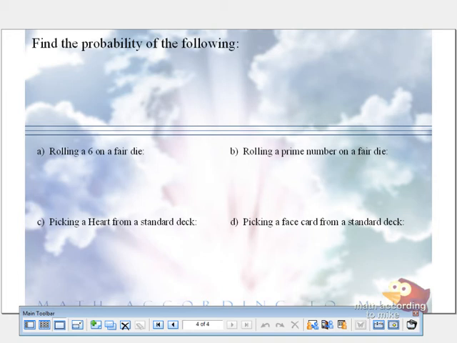Find the probability of the following. So, rolling a 6 on a fair die.